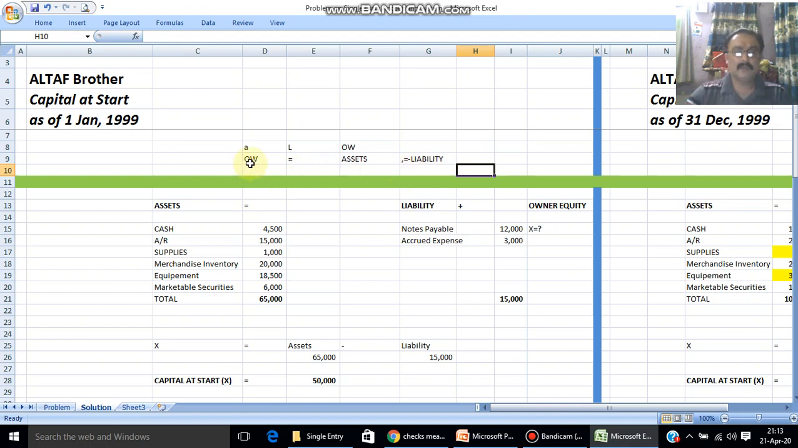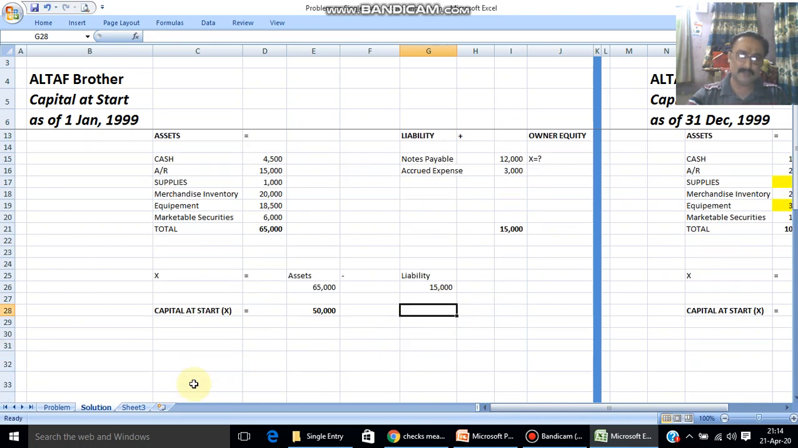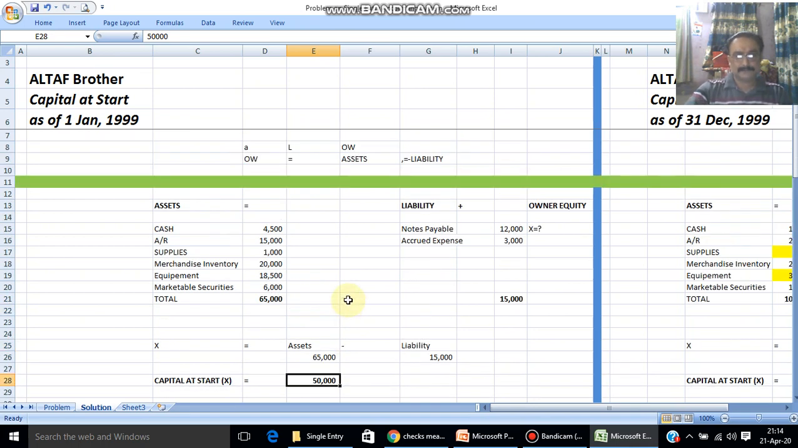Okay guys, owner's equity is equal to assets minus liabilities. So today we will solve for the capital at the start of business. Here is the 65,000 asset that I have put over here, and then we have deducted 15,000 rupees liability from it, and at the end we have 50,000 rupees. And this is the capital at the start of the business.